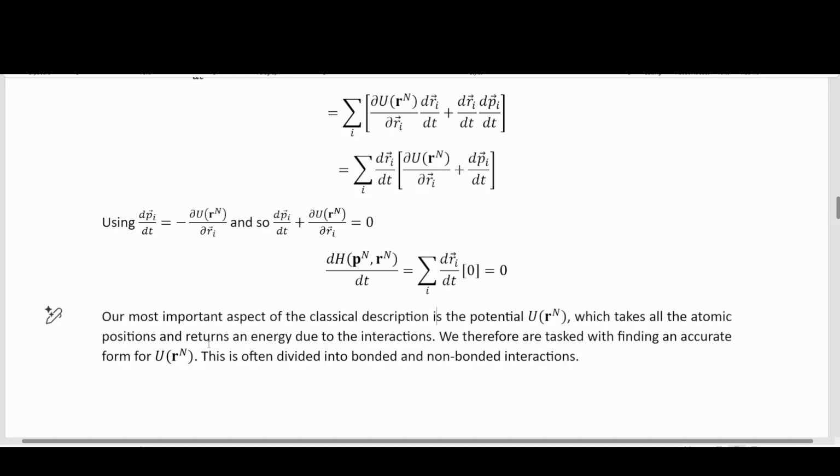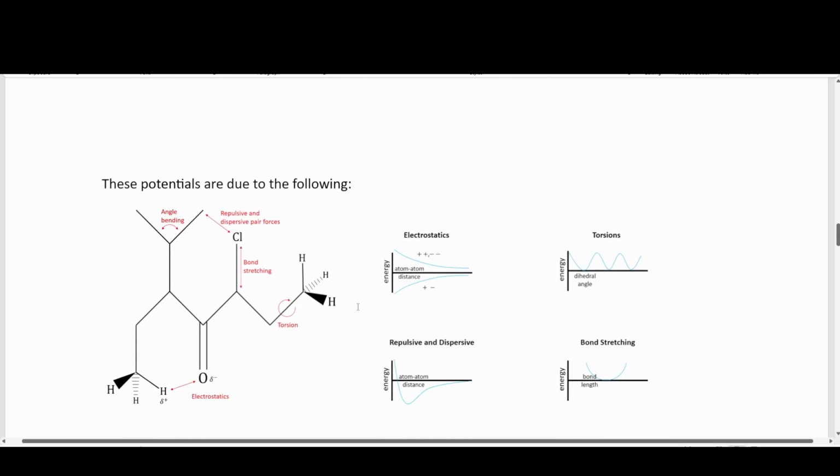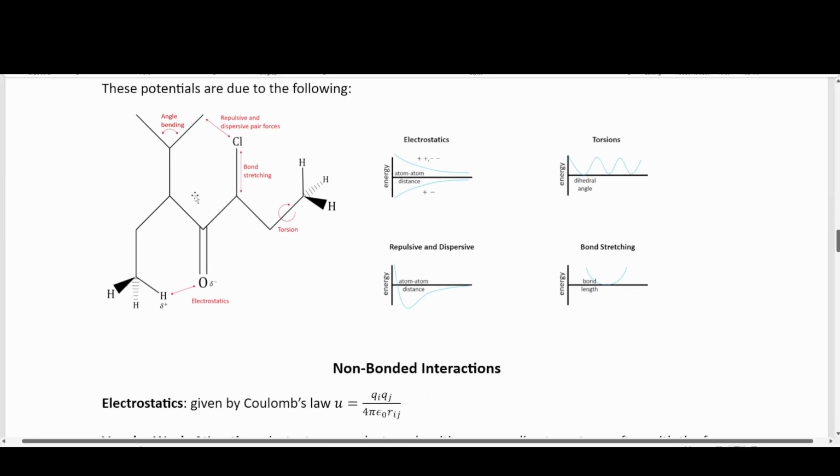We therefore are tasked with finding an accurate form of the potential. This is often divided into bonded and non-bonded interactions. So the potentials are due to the following. If we look at a molecule like this, we can have the bending of bond angles. They call it waggling, where these things are sort of scissoring back and forth.